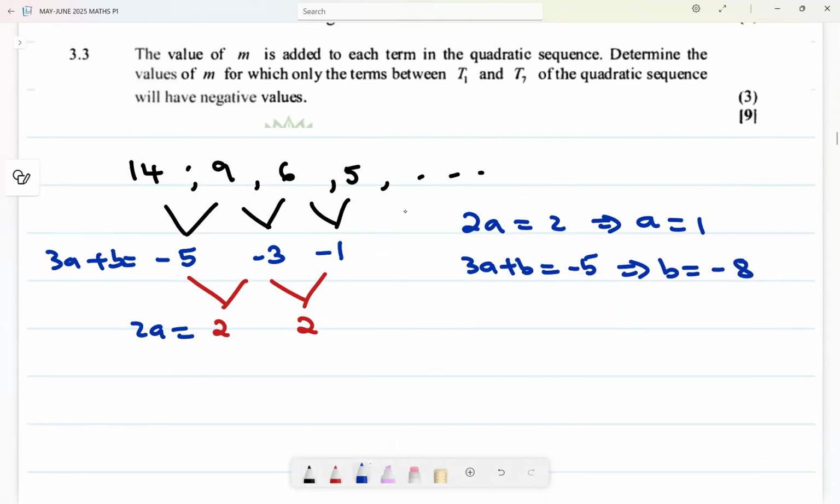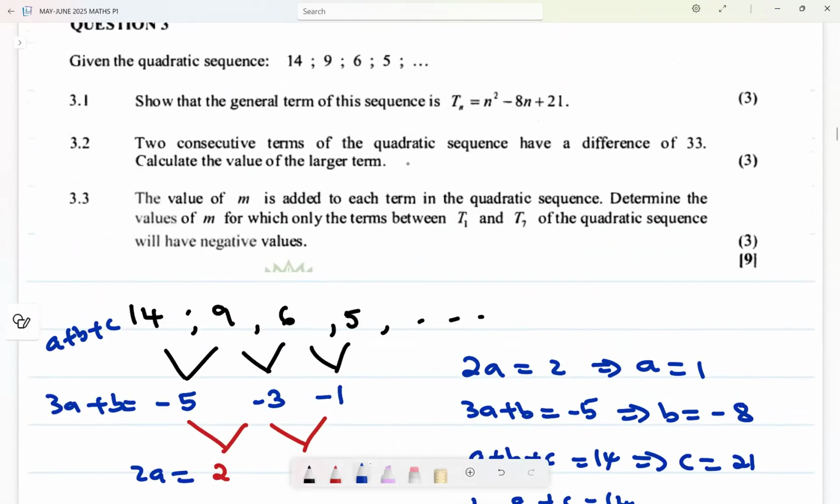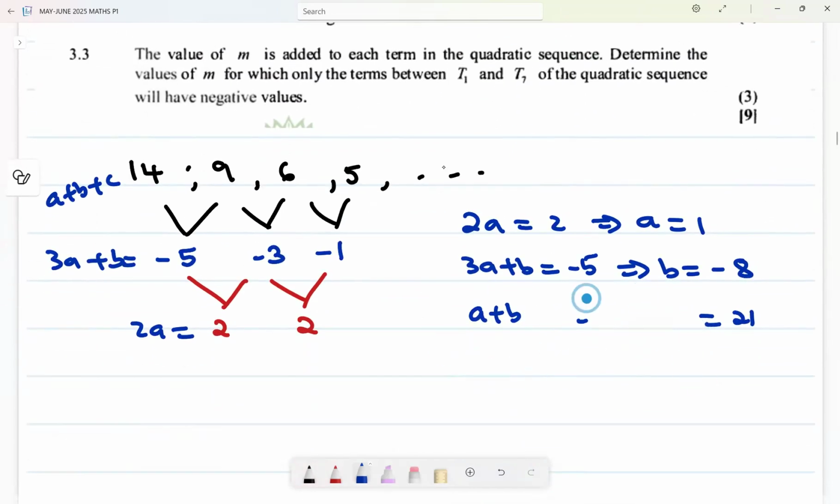And then a plus b plus c is equal to 14. What is a? 1 minus 8 plus c is equal to 14. Then this is negative 7. When it goes to the other side, it's going to be 21. So c is equal to 21. Is it correct now? a is 1, b is negative 8, c is 21. Beautiful. Beautiful, guys.